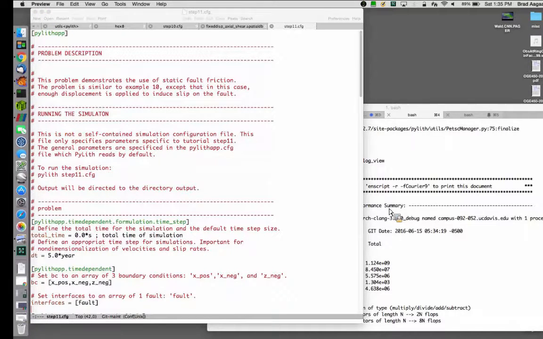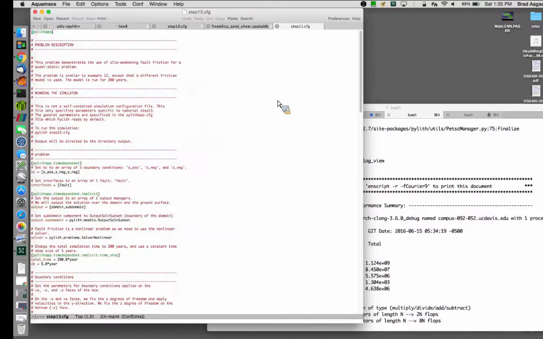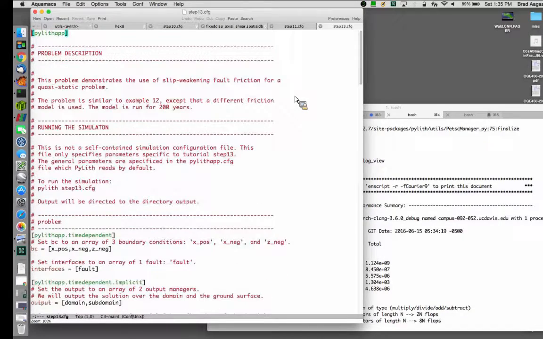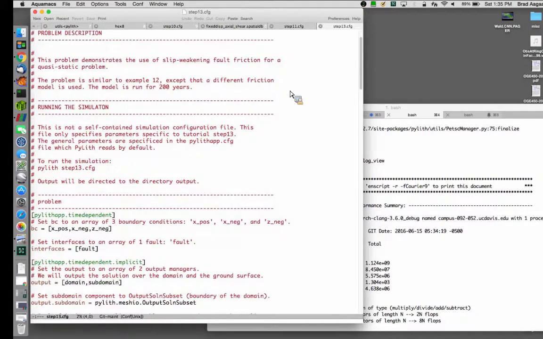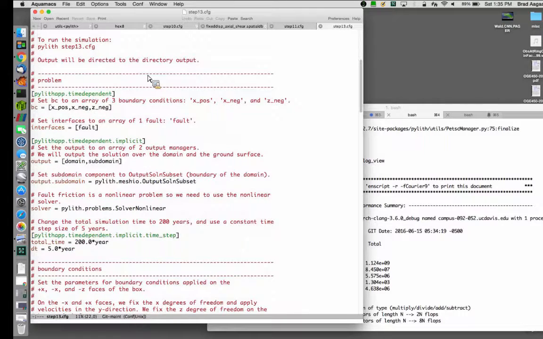So let's look at the input file for step 13. Very much the same overall conditions. Total time now, we're going to do 200 years with a 5-year time step.